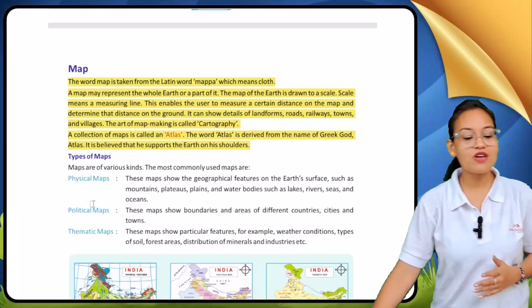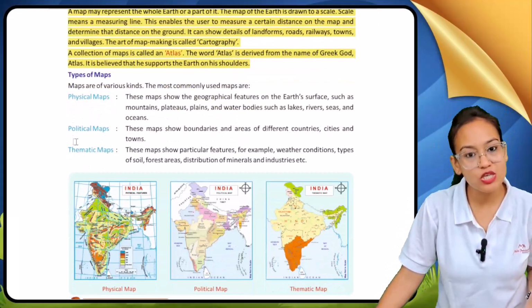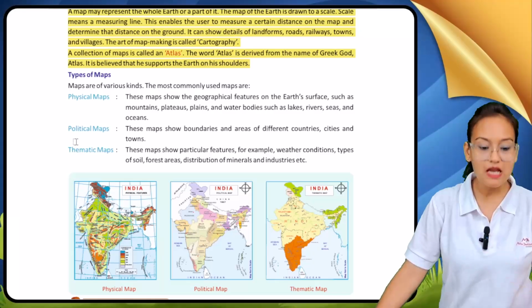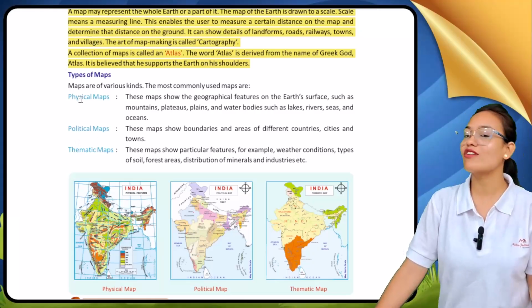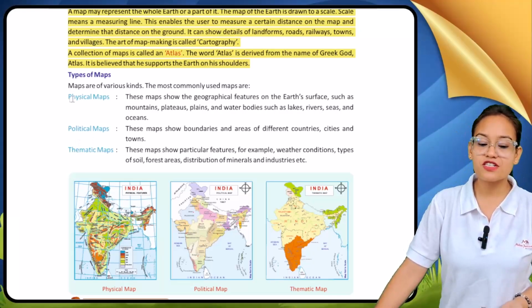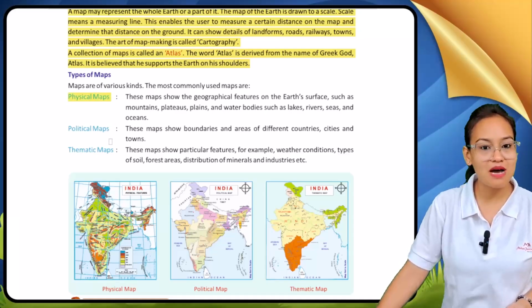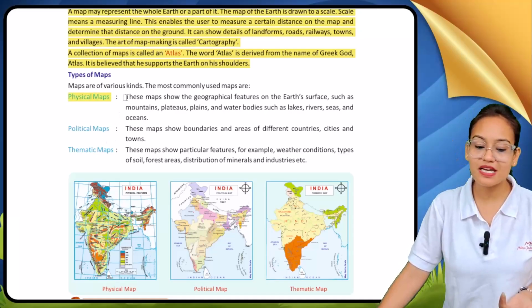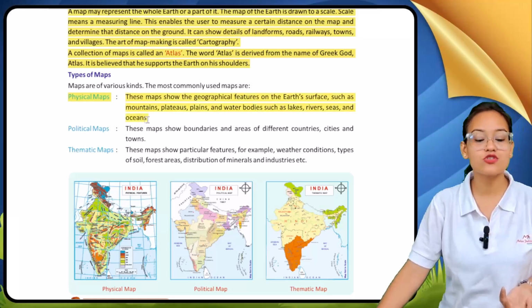Now here we are going to see what types of maps we use. There are different types of maps, as you already studied in your previous classes. The first type of map which we use is the physical map. Now what is the meaning of physical map? See, as it shows, a physical map means all the natural landforms are shown in this map.